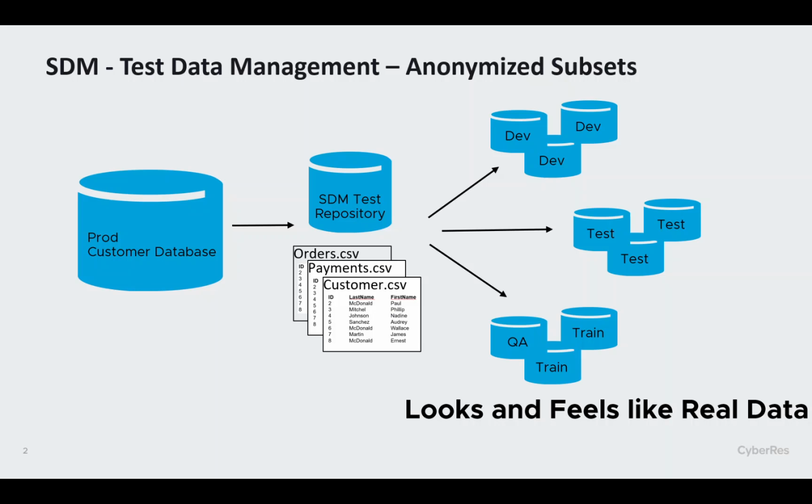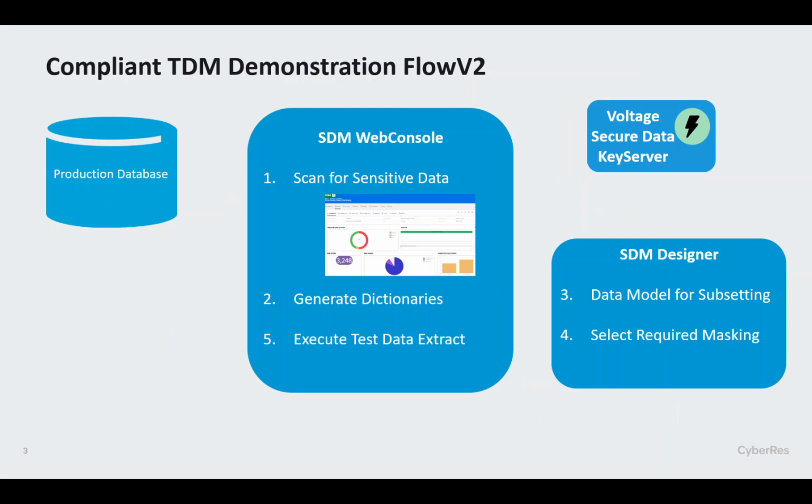In terms of the actual demonstration agenda, these are the steps that I'm going to go through. The first thing that we're going to do in the demonstration is I'm going to show you the production database that I have. We're going to attach to that using the Web Console Data Discovery module, and we're going to scan for sensitive data. Once we understand which columns contain which types of sensitive data, we're going to generate dictionaries from the Data Discovery console. And what a dictionary is, it's a random shuffled sample of data from those sensitive columns within the production database.